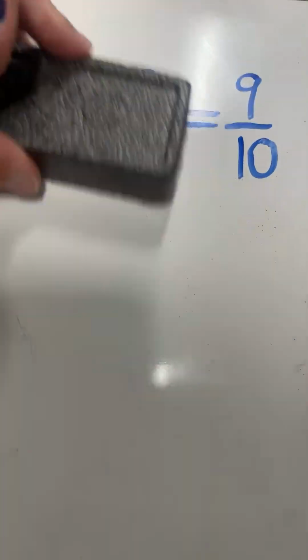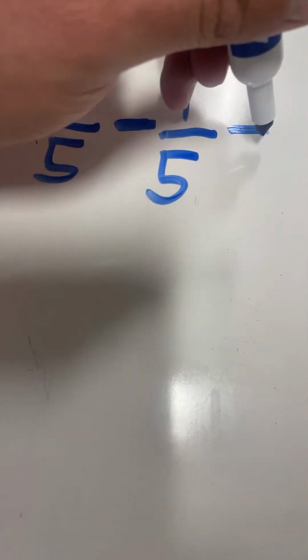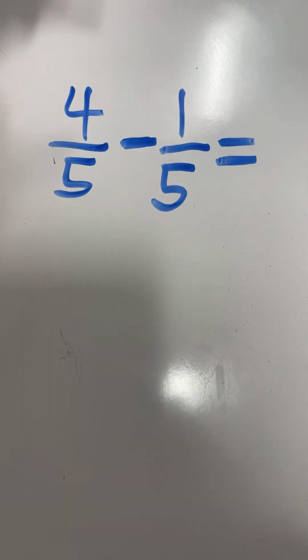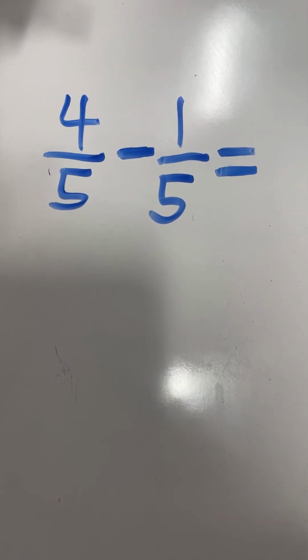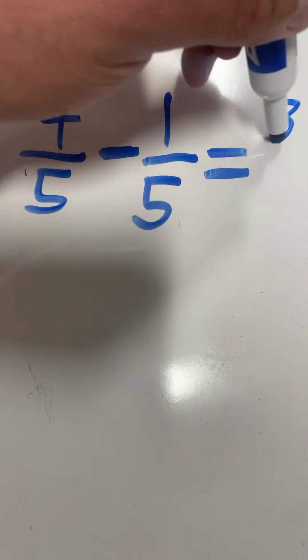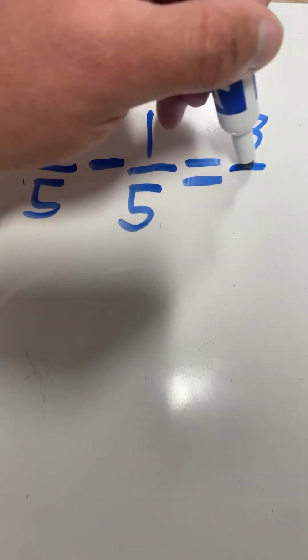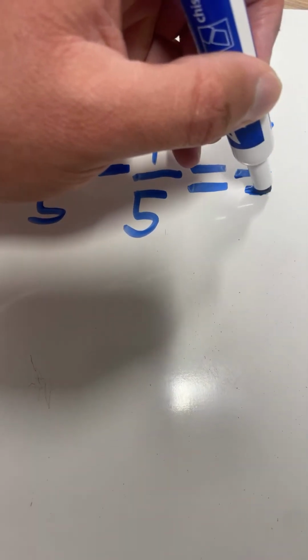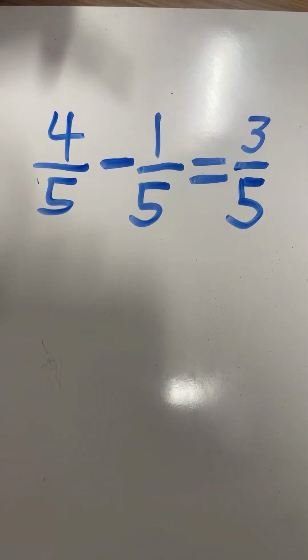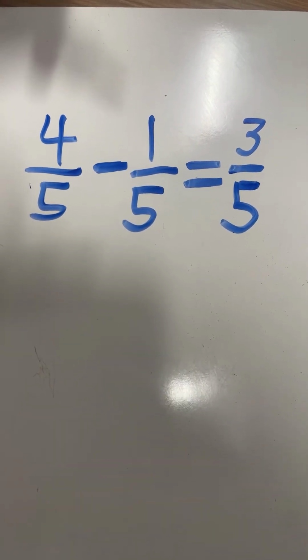All right. Now an example for subtracting fractions with like denominators. We have 4/5 minus 1/5. So same concept, only difference is now we're subtracting instead of adding. So we subtract our numerators, we keep our denominator the same. 4 minus 1 equals 3. Our denominator is 5 for both fractions. The denominator is going to be 5 in the answer. 4/5 minus 1/5 equals 3/5.